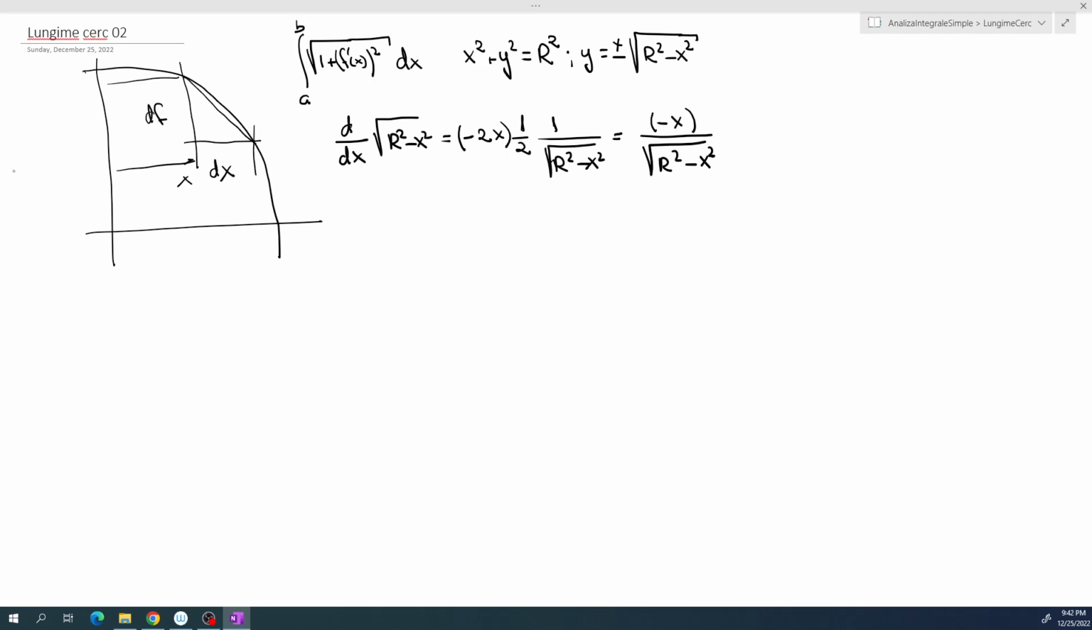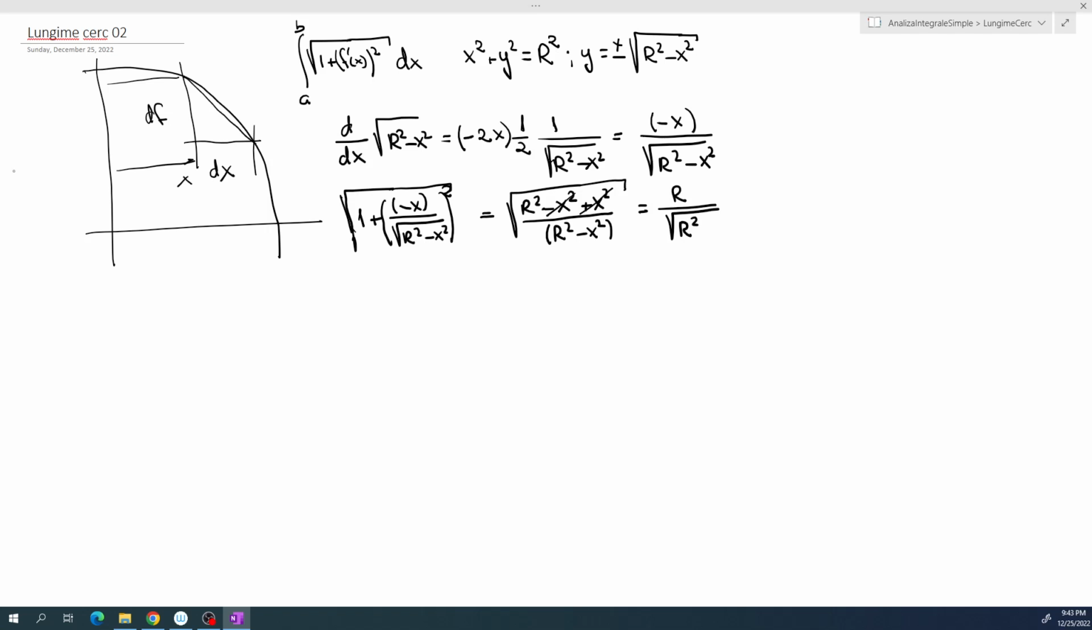If I calculate the expression, it's the radical from 1 plus x squared divided by r squared minus x squared, and this is equal with the square root of r squared minus x squared plus x squared over r squared minus x squared, and this is equal with r over the square root of r squared minus x squared, like this.